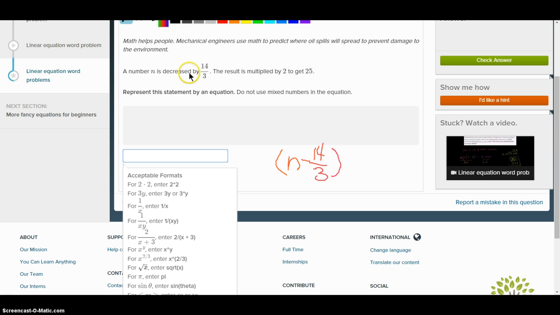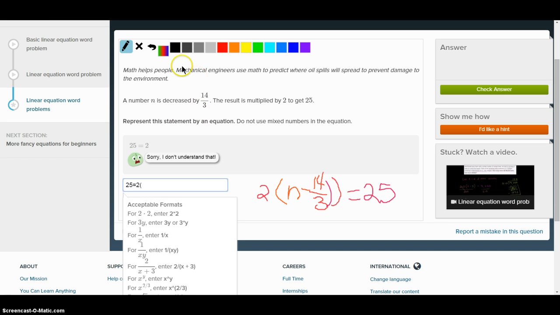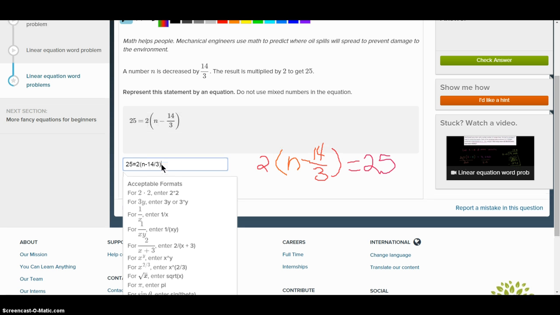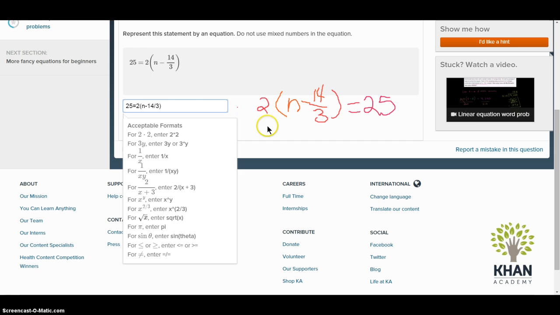Okay, so we got that part. And the result is multiplied by 2. So we're going to multiply this whole thing by 2. And we're going to get an answer of 25. Okay, so represent this statement in an equation. That's what we got here. So 25 equals, and then 2 times the whole value. We put these parentheses because this 2 is going to be distributed over this whole value of n minus 14 over 3. So 2 times n minus 14 over 3. Now let's check and make sure that says what we want. And it looks like it does.